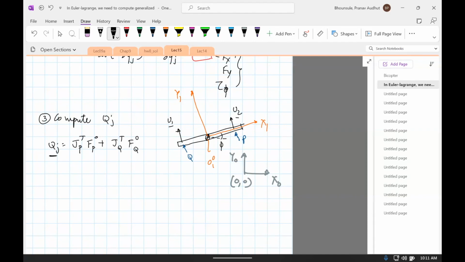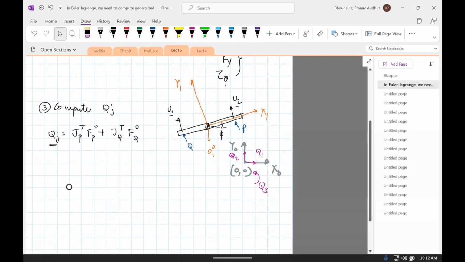So here it will be Q1, Q2, and then Q3 would be the rotational one. Okay, so I need to compute these four terms. Okay, so let's do that. In order to compute those terms, let's first.